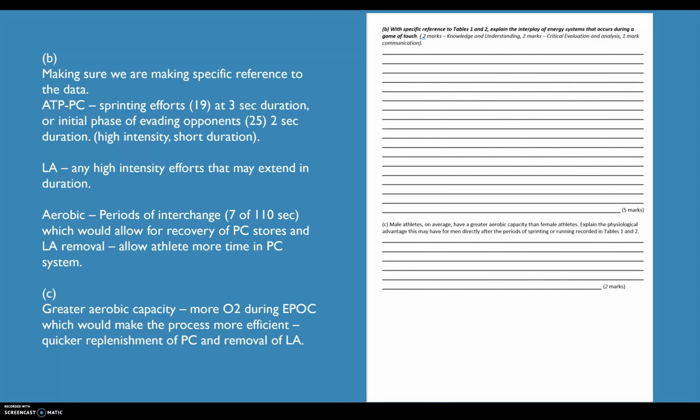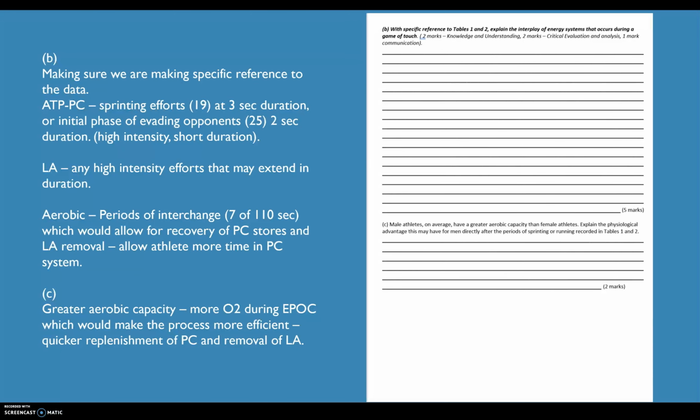And then aerobic, you mentioned definitely the periods of interchange, 7 of them at 110 seconds, which would allow for recovery of PC stores, which would have meant that we could hopefully work for a greater period of time in the PC system, meaning less fatigue. So again, tying all those things together would have got you the 5. Most people did reasonably well, sort of got between 3 and 4.